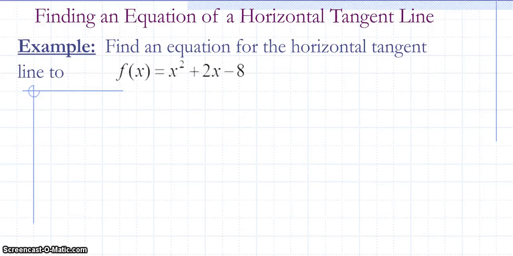Alright, next I want you to find an equation for the horizontal tangent line to the function f of x equals x squared plus 2x minus 8. So I want you to pause the video and do this. If you're confused on what that would be, think about what would the slope of a horizontal tangent line be, and use that and the derivative to help you. So pause the video, unpause when you're ready to check your work.